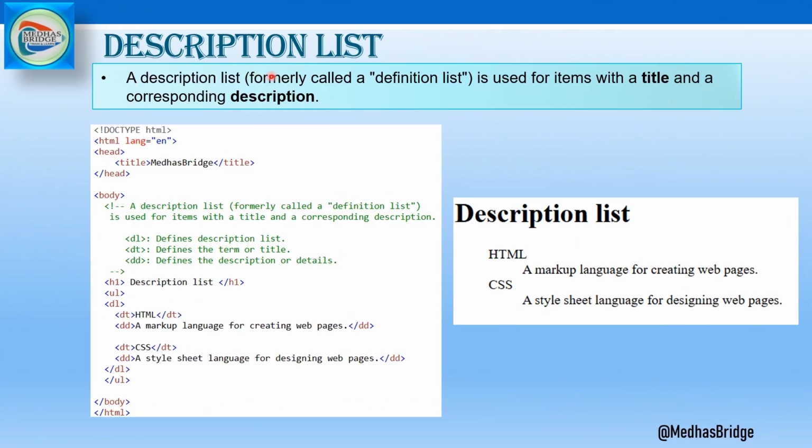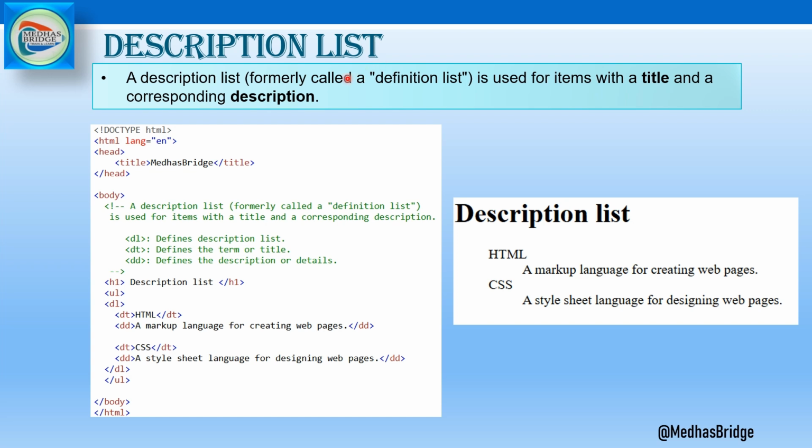A description list, also known as a definition list, is used for items with a title and a corresponding description. Let me show you an example. Do you see my screen? This is called a description list. I have a title, also known as a term, and then there is a description for it. HTML means a markup language for creating web pages. CSS means a style sheet language for designing web pages. If you want to display something like this, then you should go for the description list HTML tags.